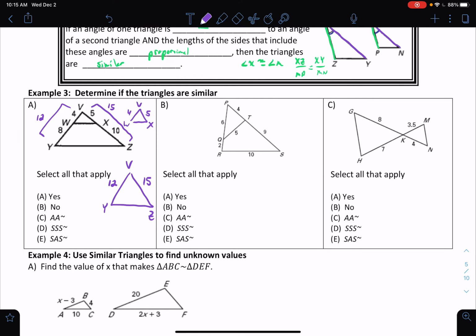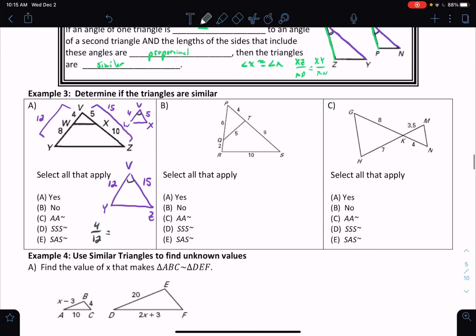All right. Well, hopefully you notice that they share angle V. So we've got an angle that's congruent. Now we need to check the corresponding sides. So 4 over 12 simplifies to give me 1/3. And 5 over 15 is equal to 1/3. So their sides are in proportion. The angle in between the two sides is congruent. Therefore, yes, these are similar because of side, angle, side.